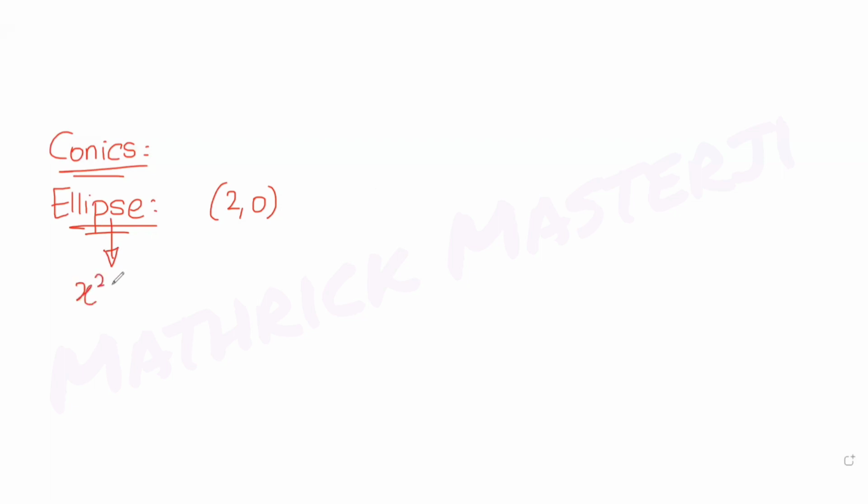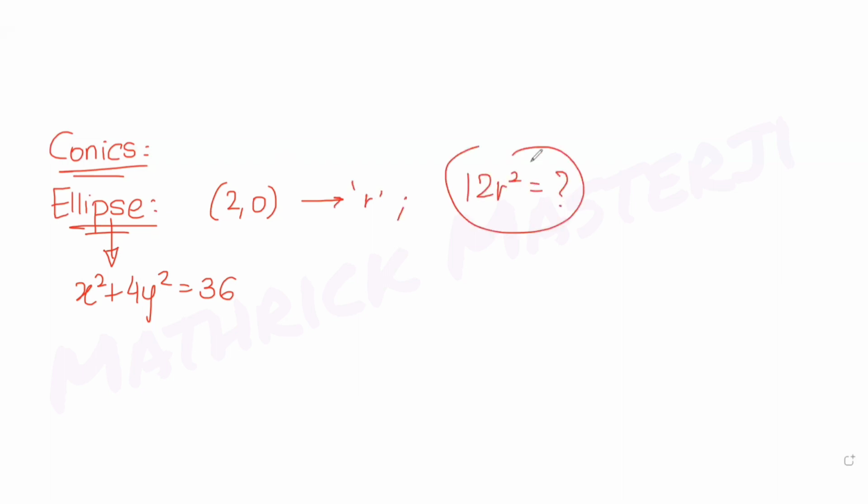Let's see today's question. Today's question we are taking up from the topic of conics, and the concept we are using in this question is the ellipse. The question says: the radius of the largest circle which has the center (2, 0) and is inscribed in the ellipse x square plus 4y square equals 36. If that radius is r, we have to find the value of 12 r square.